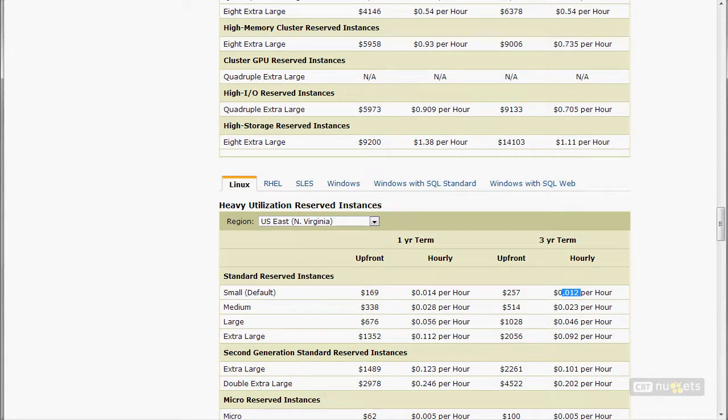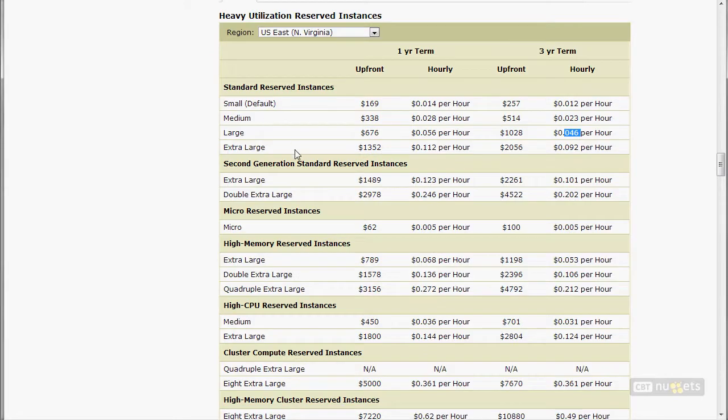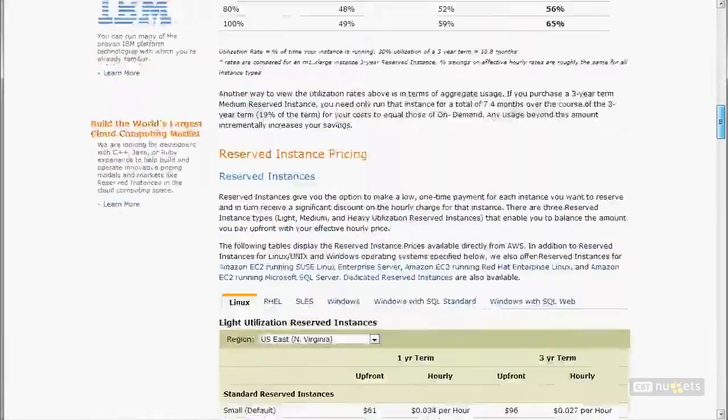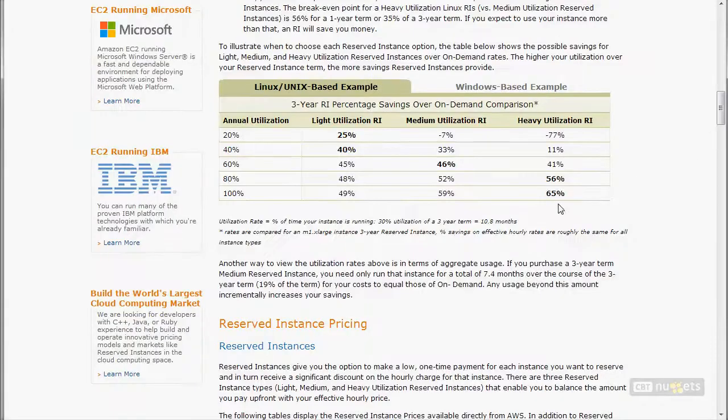Now, coming back to this, notice the rate. Oh, I scrolled down a little too far. Right here. The rate is so amazingly cheap that even if you power that server off. Now, let me emphasize, there is no reason to power off a heavy utilization reserved instance because you're not going to get anything back for it. But what Amazon is trying to show here is if you did power that off, you would still save money as long as you kept it on at least 80% of the time.